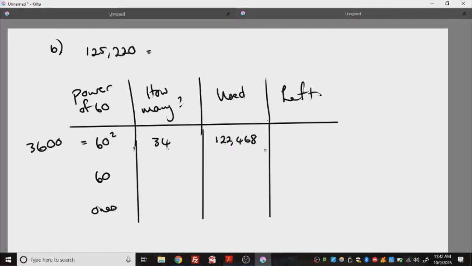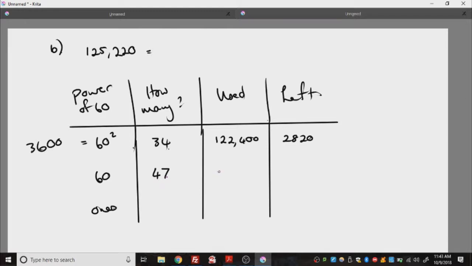Ooh, it's close. How much is left? Subtract. 122,400. All right. How much do I have left? And I can see that's smaller than 3600, so I couldn't have fit in more. Then how many 60s can go in there? Ooh, quite a bit. Into what's left? 40 something? 47?